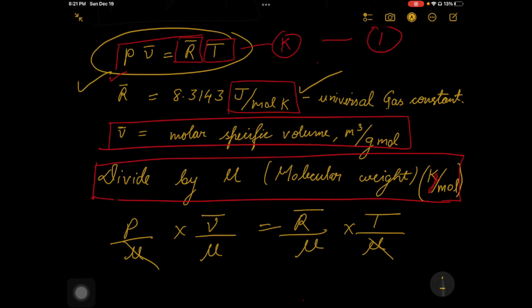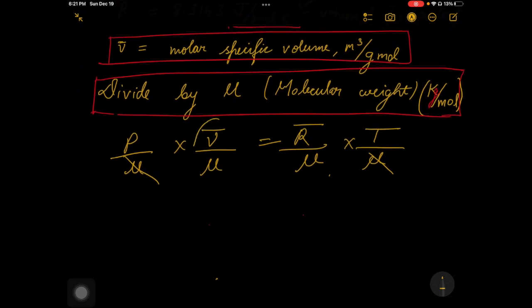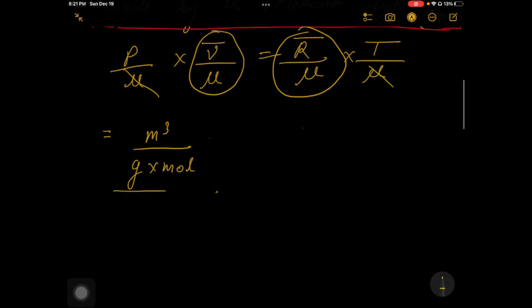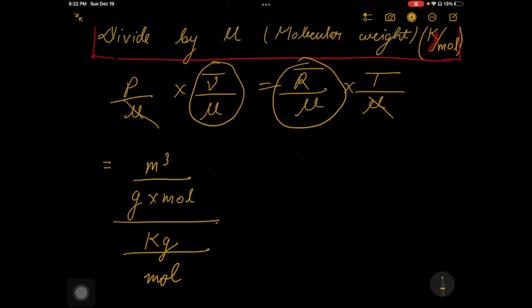I can cancel these two out. I can also cancel these two out, but what's the point? It will become again the same equation. So now we will further simplify these two things. If I do the dimensional analysis, it is simple to put in the units and then solve it. So the molar specific volume is meter cube per gram mole, and you are dividing this by molecular weight, which is kilogram per mole, right? Kilogram per mole, which is the molecular weight. And over here, this will simply become meter cube per gram mole.